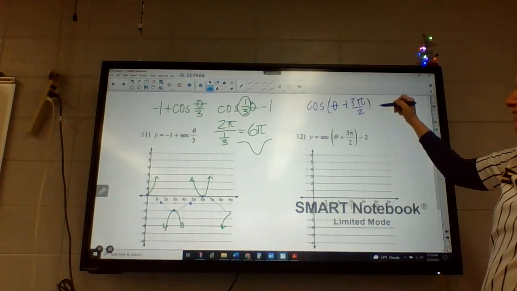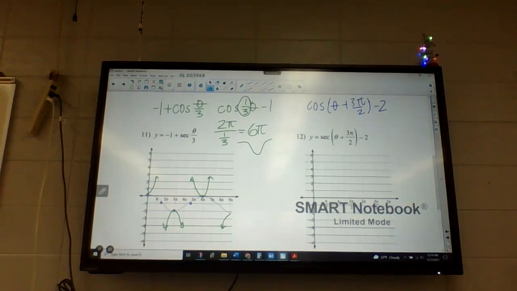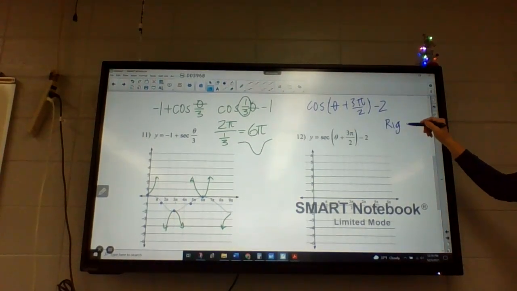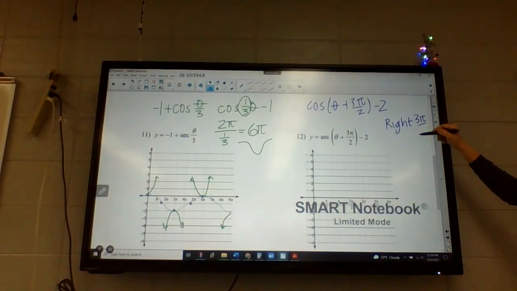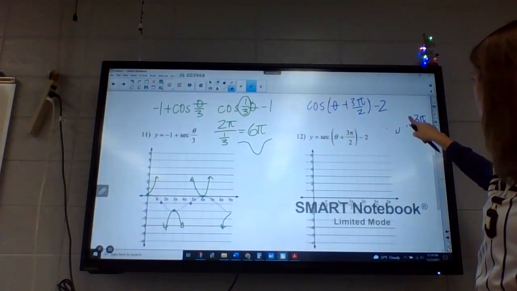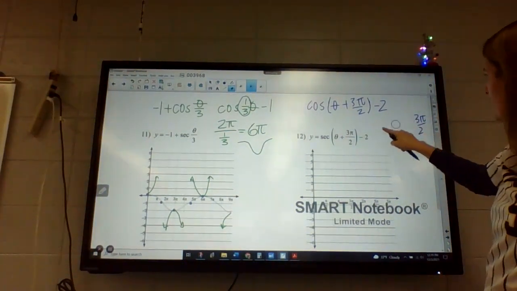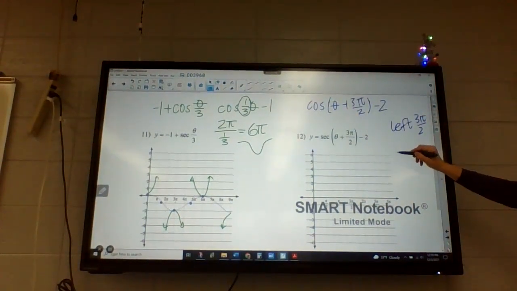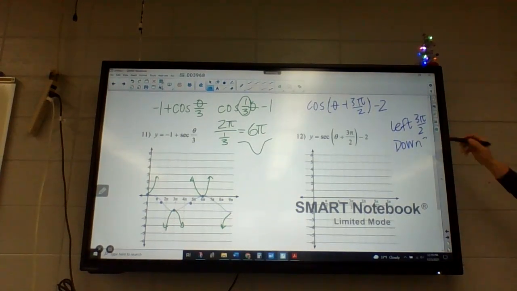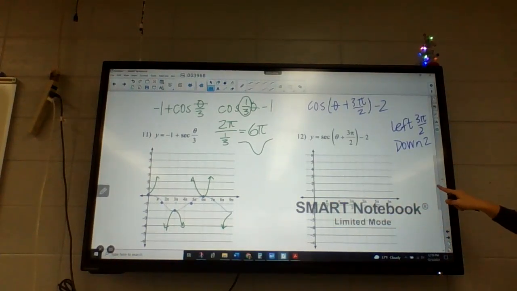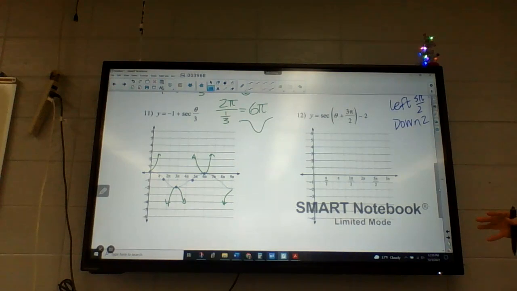Anytime you have to move it this much, I think these are really tough, when you have to move it over almost longer than you can see the graph. So we're moving it right 3 pi over 2, which in this case, no, left, sorry. I mix those up all the time. Left 3 pi over 2. And then down 2. Now 3 pi over 2 in this case, on this graph, is 6 spaces. So I'm basically moving it left 6 spaces and then down 2.